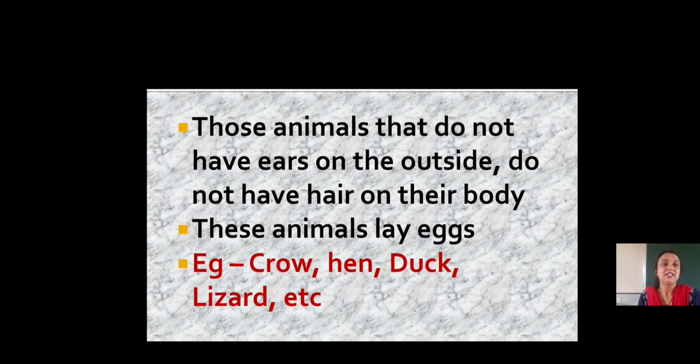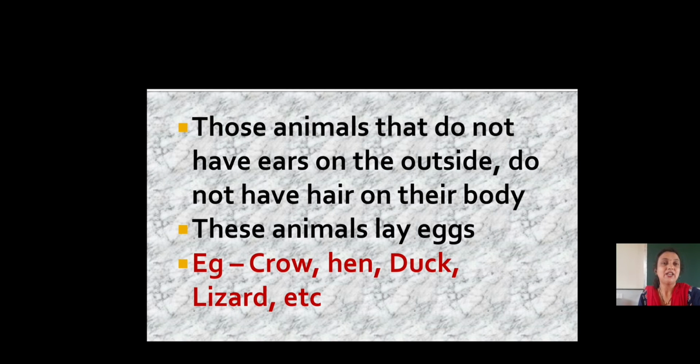Those animals that do not have ears on the outside, do not have hair on their body, these animals lay eggs. I have already told you, the animals whose ears cannot be seen from outside, it doesn't mean that they do not hear. They hear, but their ears are present. They have two tiny holes at both the sides and their ears are covered with feathers. Did you understand? So who lay eggs?